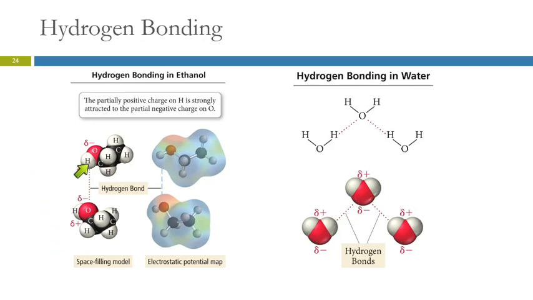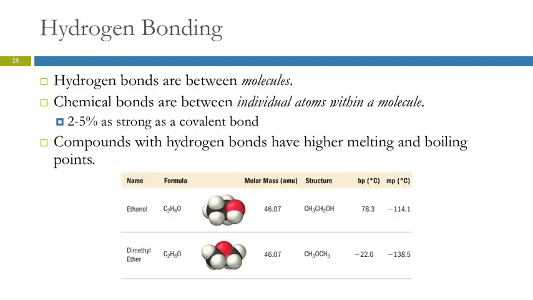In ethanol, we have hydrogen bonded to oxygen. We have a polar molecule. Those are the situations we need for hydrogen bonding. So the hydrogen bonding occurs between the hydrogen on one molecule and the oxygen on a neighboring molecule. If we look at electrostatic potential maps, the blue is a more positive charge and the red is a more negative charge. And so it's this attraction between the positive and the negative charges, but between molecules. So again, hydrogen bonds are between molecules.